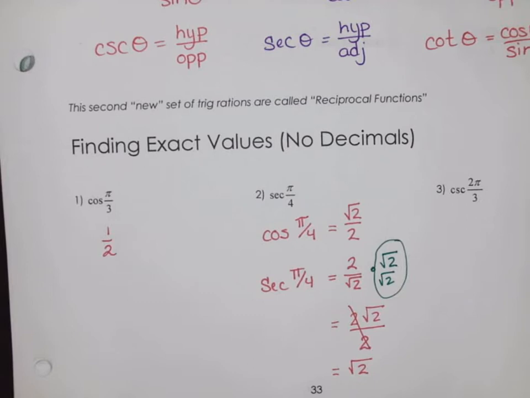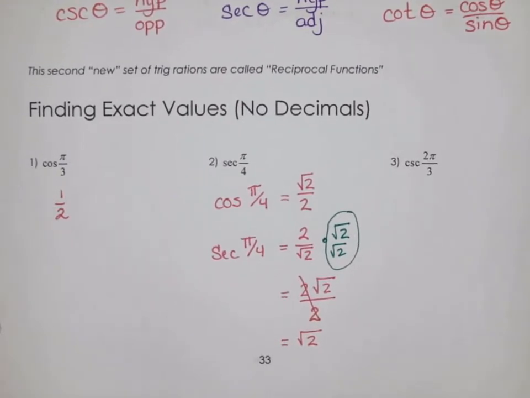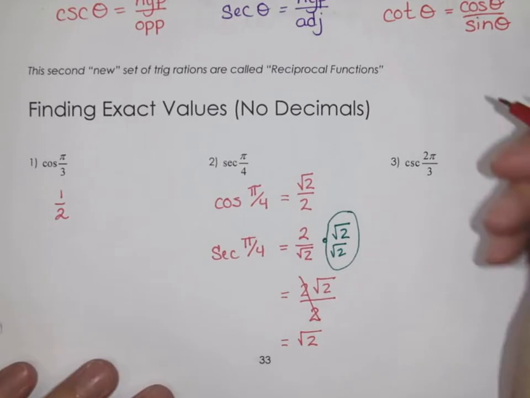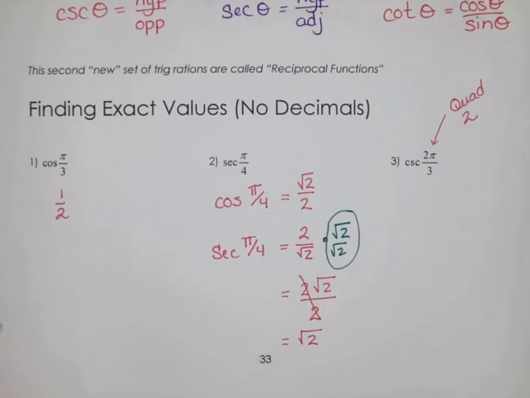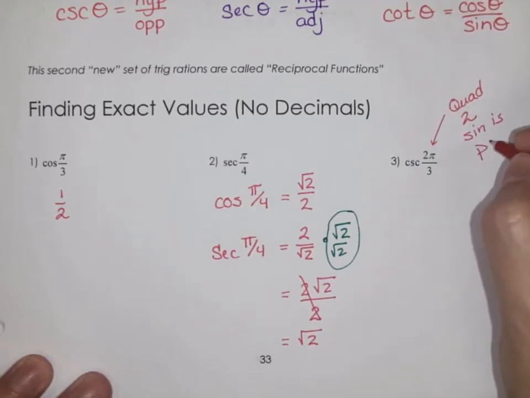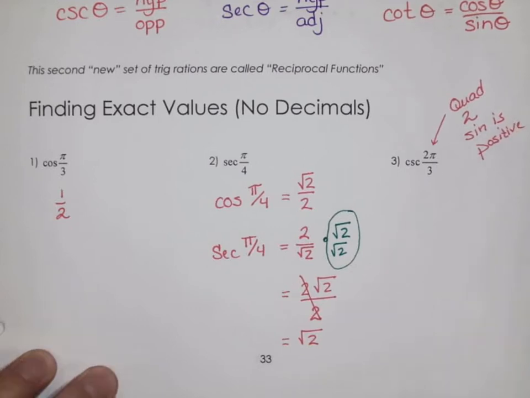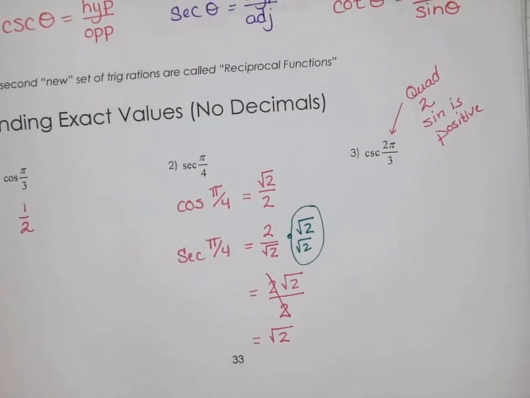Okay, we've left the station. We have left quadrant 1. We've left it behind. Okay? What quadrant is 2 pi over 3 in? It's in quadrant 2. Okay, cosecant is the reciprocal function of sine. So we know in quadrant 2, sine is positive. So understanding and knowing your CAST rule and where you are angle-wise is pretty critical to this unit and the next unit.